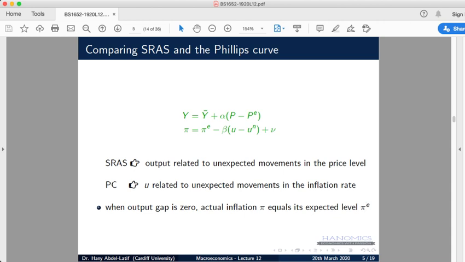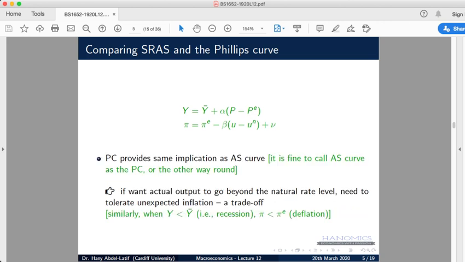If we try to build more on that, looking at both curves, we'll see that the Phillips curve provides a similar implication to what the aggregate supply curve suggests, and that's why sometimes people call the aggregate supply curve the Phillips curve or the other way around. So what are these implications? Basically, from this equation, if you want the actual output level to go beyond the natural rate level, you need to tolerate some unexpected inflation, this sort of trade-off. And we explained before, if the actual output level is below the natural output level, or the full employment output level, that means we have a recessionary gap.